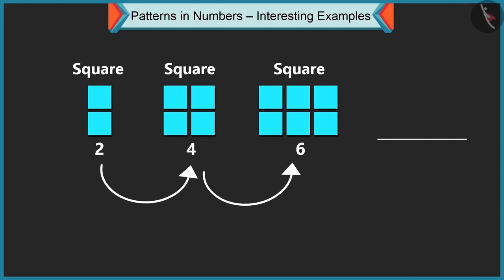Yes, Chutki. Initially, this pattern had 2 squares. Adding 2 more squares makes it 4 squares. From 4 squares, adding 2 more squares makes it 6 squares. Similarly, every time the number of squares is increased by 2.